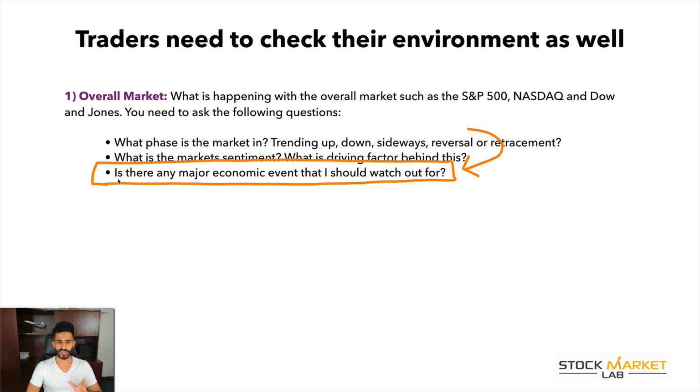Once again, you need to look at, is there any major economic event that I should watch out for? For example, let's say the market is trending up and we have a major economic event. Let's say we have the FOMC meeting, the Fed meeting coming up. During that period, I'm not comfortable enough to take on a trade because depending on what happens after the meeting, the market can reverse or keep going up. I don't know what's going to happen, so I'd rather sit on the sidelines because I don't have an edge. So there's certain market events that you need to watch out for so you can protect yourself from taking on bad trades.